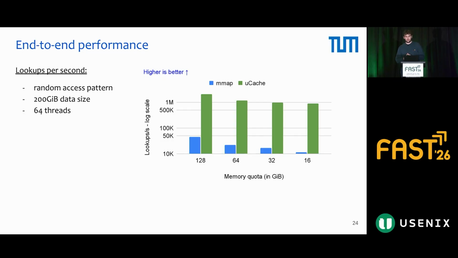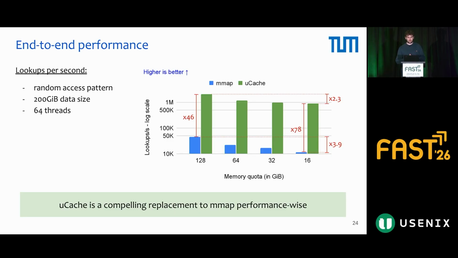Moving on to the end-to-end performance of uCache, we compare the random lookup throughput in a region backed by mmap or by uCache. We use 200 gigabytes of data size and 64 threads, and we vary the memory quota given to the system. In this figure, we can see that uCache outperforms mmap by up to 78 times. We can also observe that uCache not only outperforms mmap by an order of magnitude, but also degrades performance less as the memory quota tightens. To conclude, uCache is a compelling replacement to mmap in terms of performance.